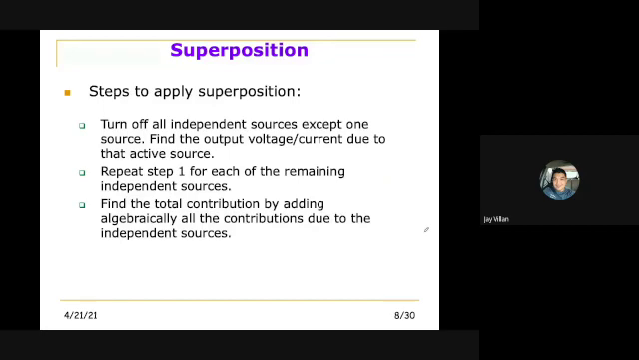Steps to apply superposition. Turn off all independent sources except one source. Find the output voltage or current using the active source. Repeat step 1 for each of the remaining independent sources and find the total contribution by adding algebraically all the contributions due to the independent sources.